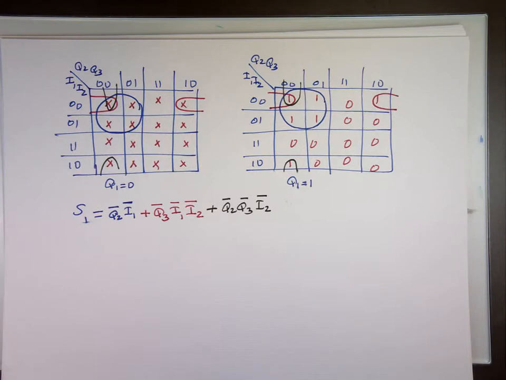So I'm going to have an OR gate with 3 AND gates going to it. Now I need to do one for B1. So I've got to do the same thing.